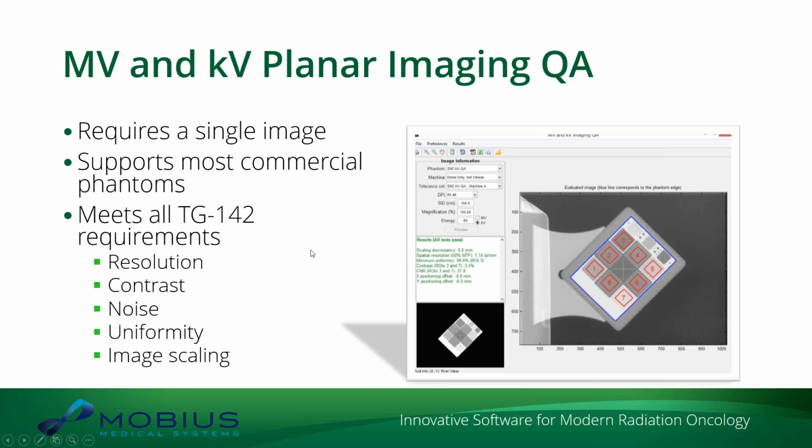So real quickly, just the different things you can do here. MV and kV planar imaging QA, as I mentioned before, requires a single image. We support most of the commercial phantoms that are out there. And it does meet every single TG-142 requirement, including your resolution, your contrast, your noise calculations, uniformity, and image scaling, all with that single image. So very fast and very easy.